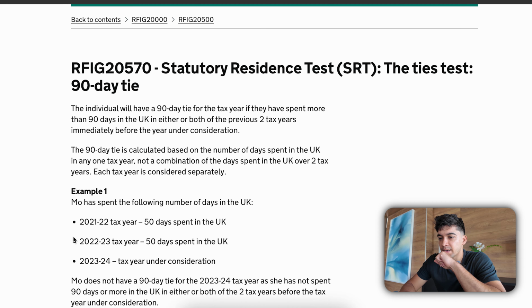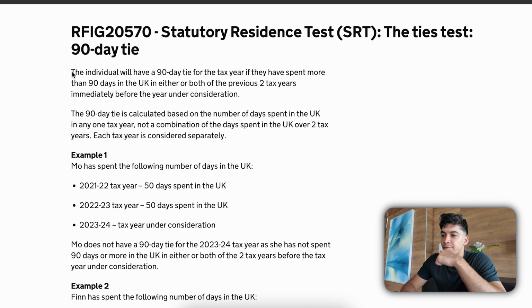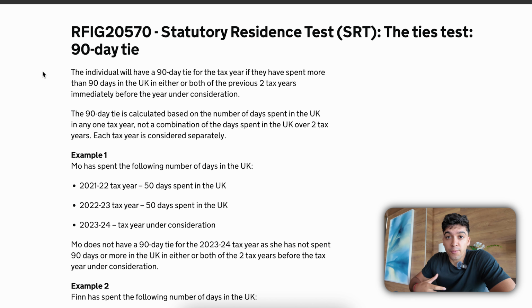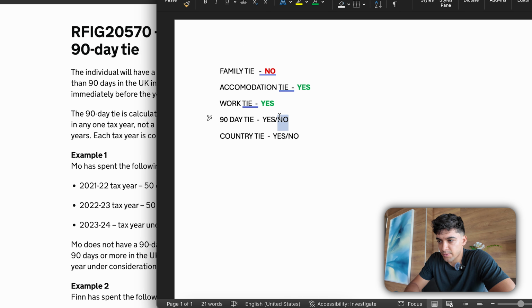So the 90-day tie literally asks if you spent more than 90 days in the UK in either or both of the previous 2 tax years immediately before the year under consideration. So this basically means, say you leave the UK in one year, in the years before, had you spent 90 days in the UK? The answer is probably yes. If you were living in the UK and then you leave, of course for the previous 2 years you were going to spend 90 days. So this is probably a yes. If you were living in the UK and then you're leaving, this tie is a yes, most definitely.